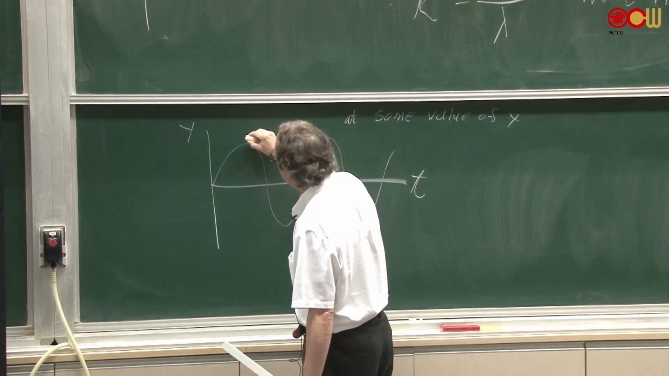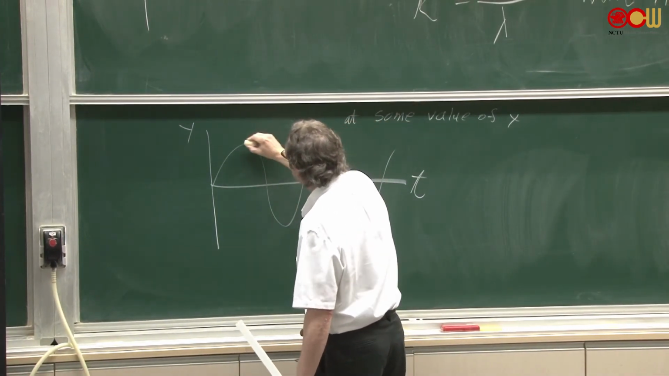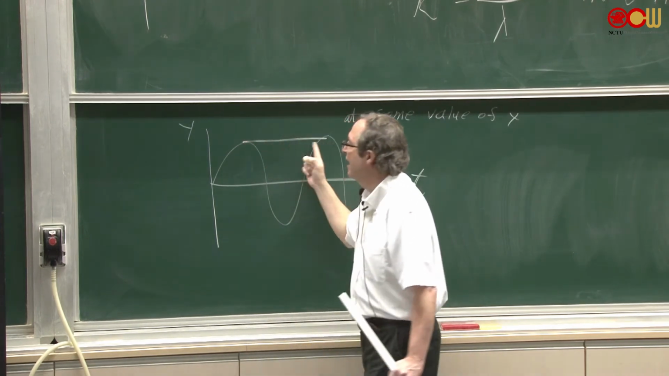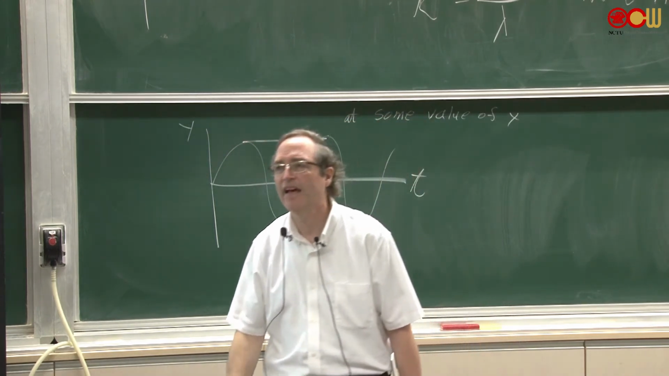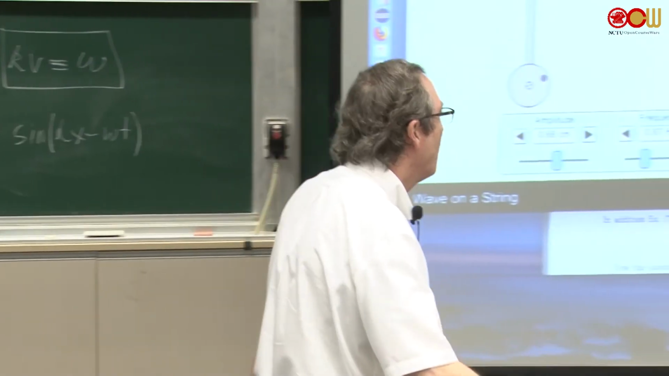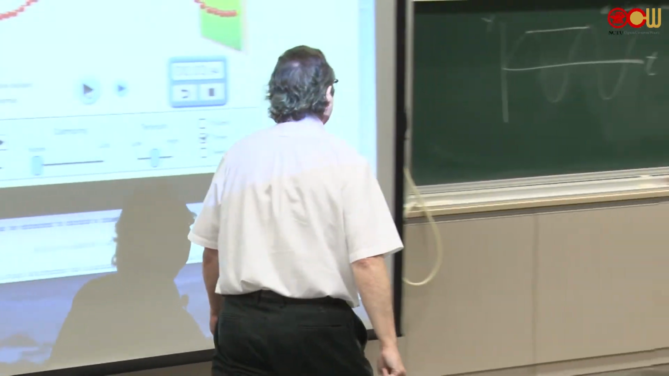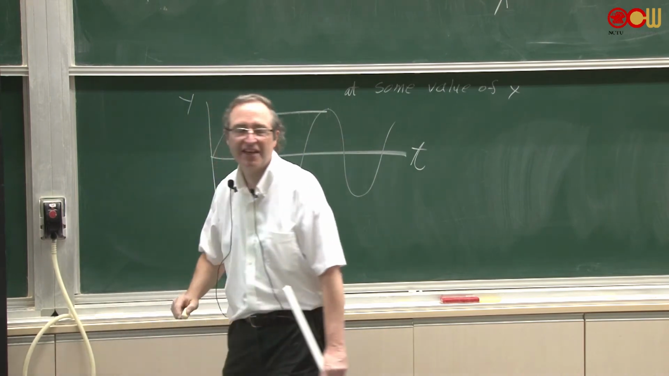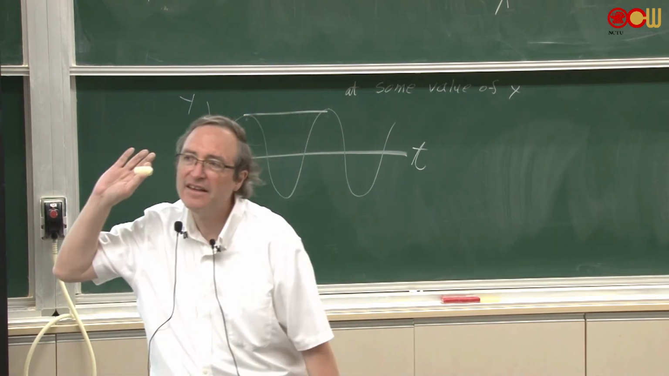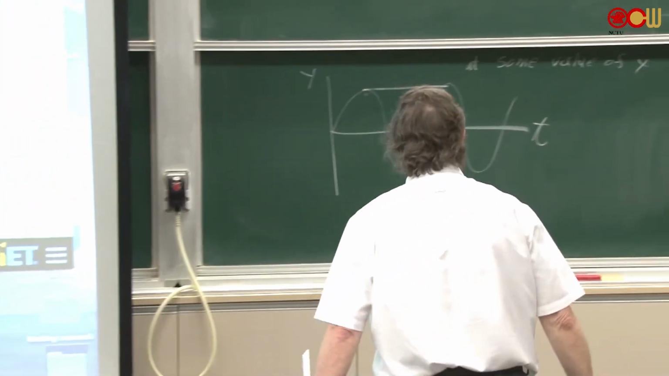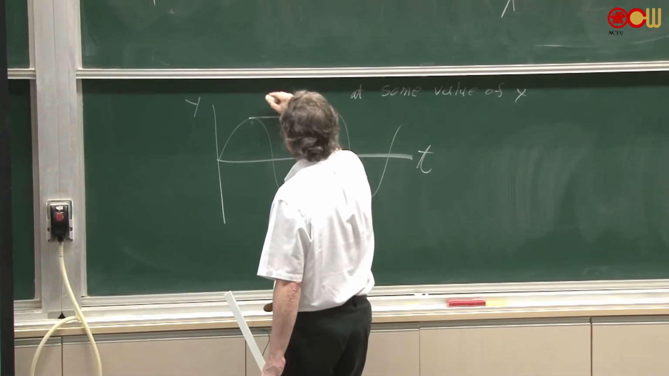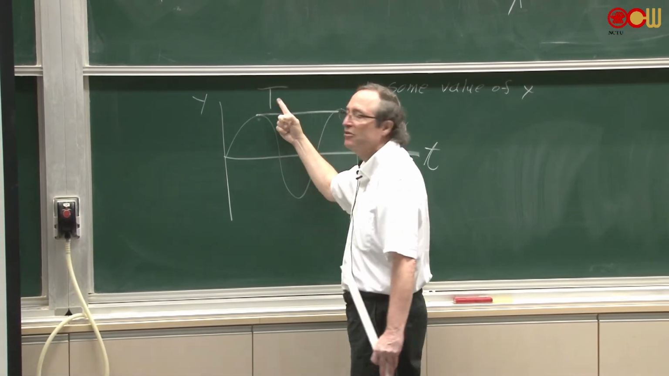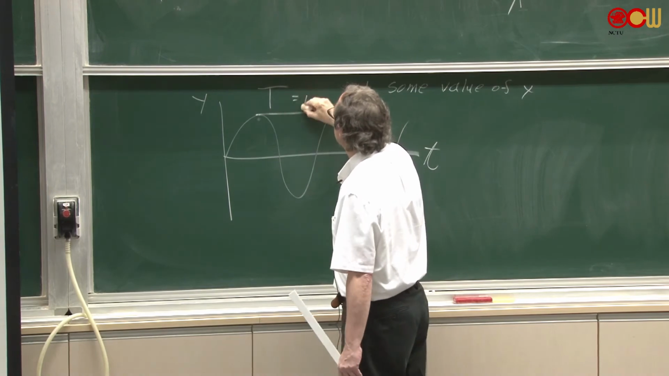So the time to go from one peak to the next, that has a name. What is that called? What do you think that's called? So what is this time from here to here? What is that called? Period. So that's the period. We symbolize it by capital T, and that equals the period.